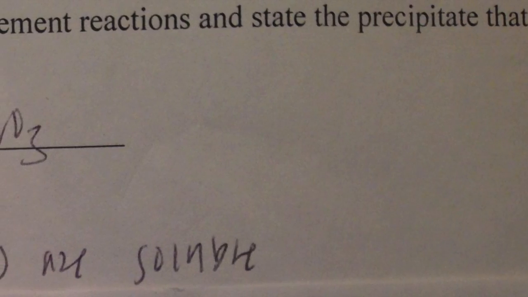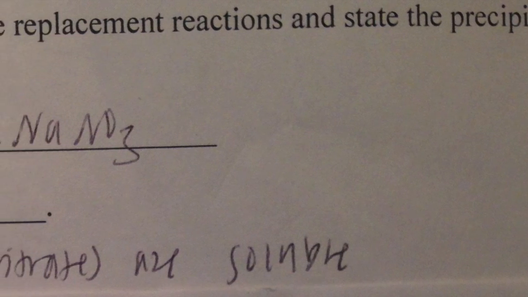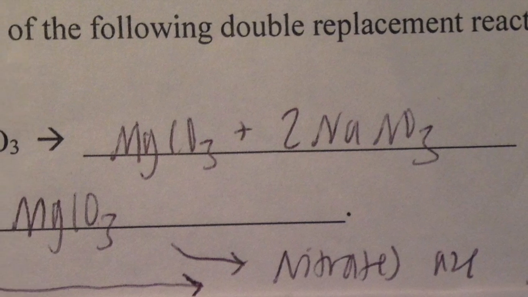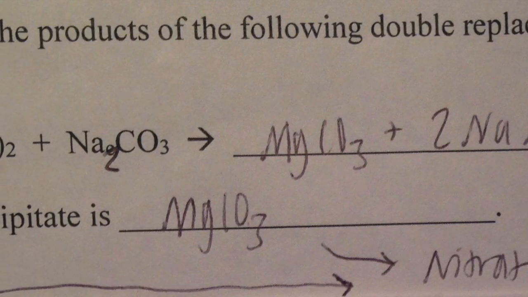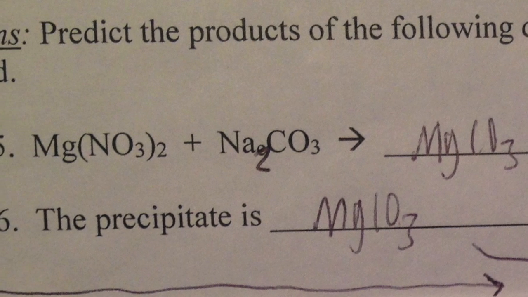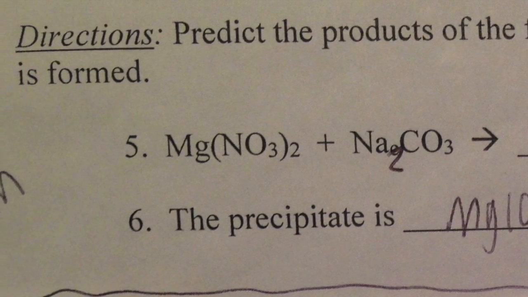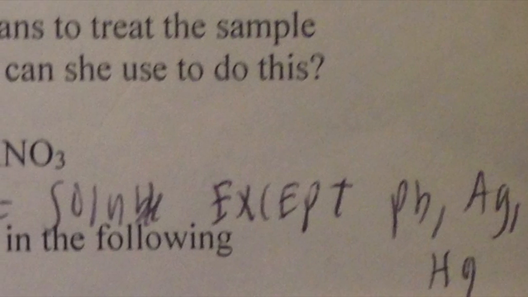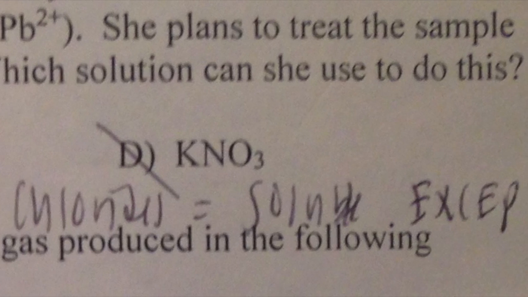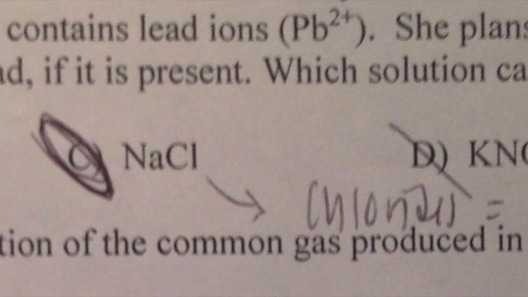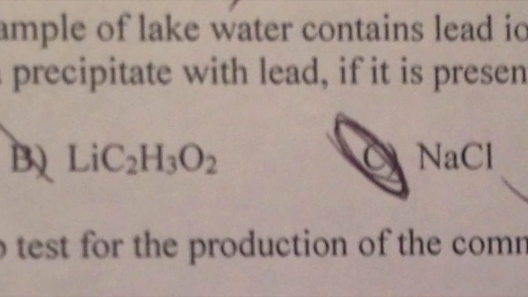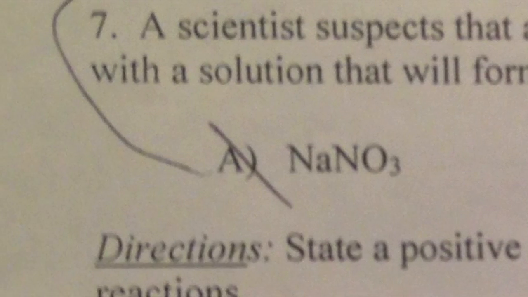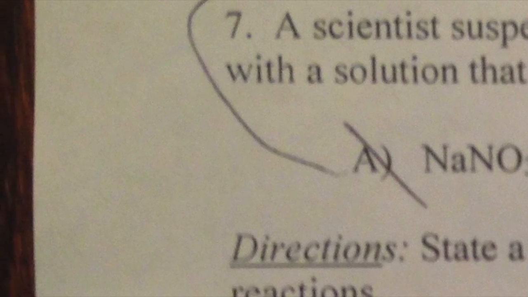All right, for problem number 5, you're going to have magnesium nitrate plus sodium carbonate yields magnesium carbonate plus sodium nitrate. The precipitate is magnesium carbonate because the carbonate is always insoluble. For number 7, the correct answer is sodium chloride because chlorides are soluble except lead, silver, and mercury, and you want to create a precipitate, so you want to use chloride.